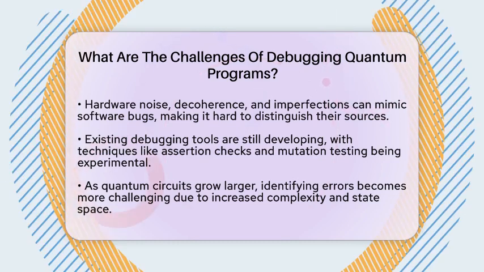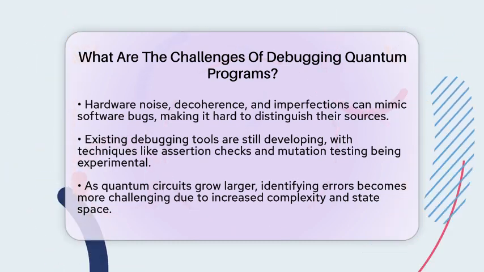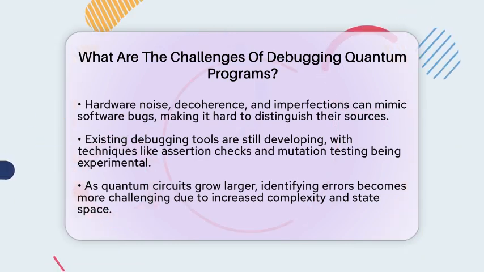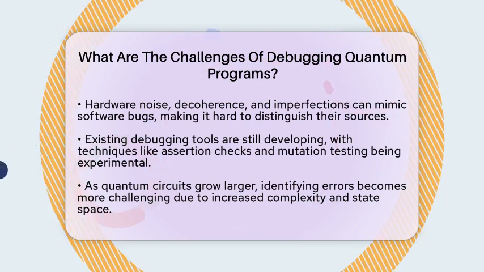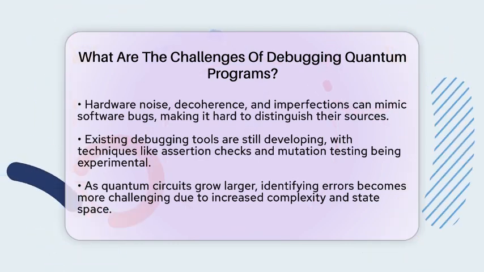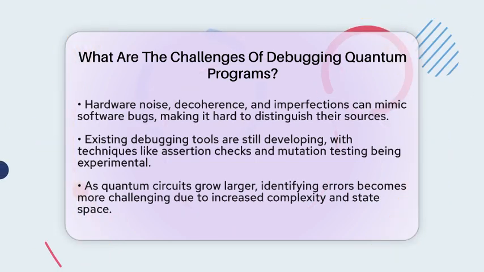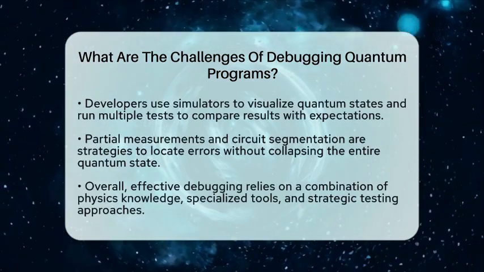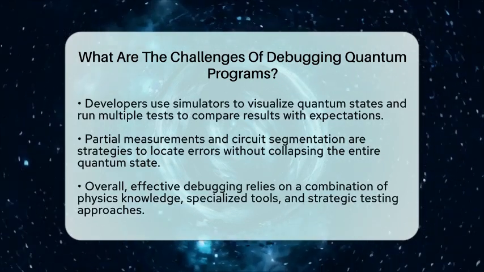As quantum programs grow larger, debugging becomes even more challenging. More qubits and complex circuits mean more possible errors and a bigger state space to analyze. Finding bugs in such large systems is an ongoing research area.